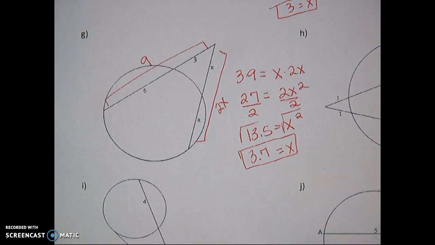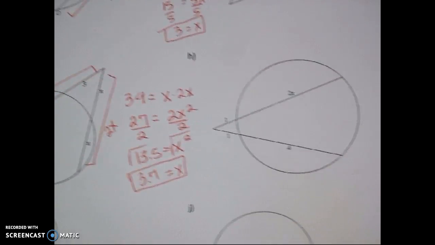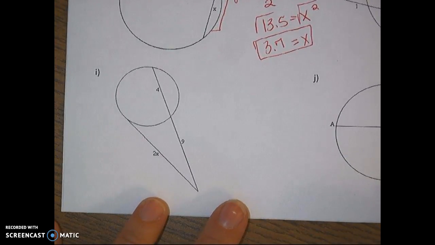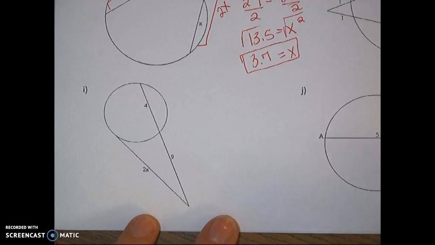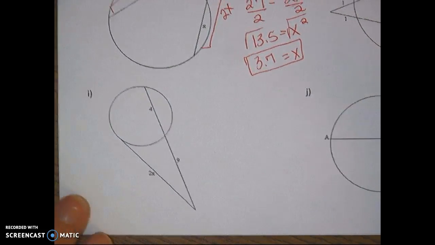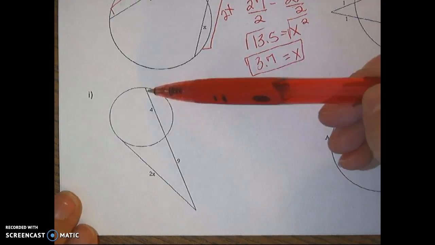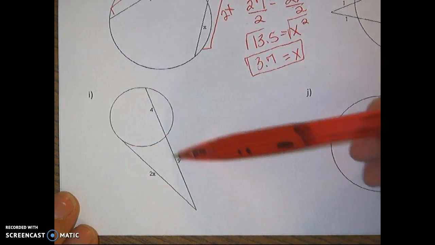Okay? And then I'm going to skip part I on this one. So I'm going down to skip part H. I'm going to part I. Notice that this picture is a little bit different. This is a tangent and a secant.